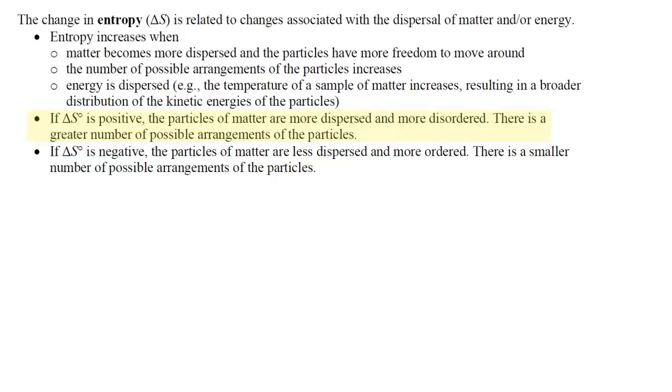So delta S is positive, more dispersed, more disordered. On the other hand, if delta S is negative, now the particles are less dispersed and more ordered, and there's a smaller number of possible arrangements of the particles.